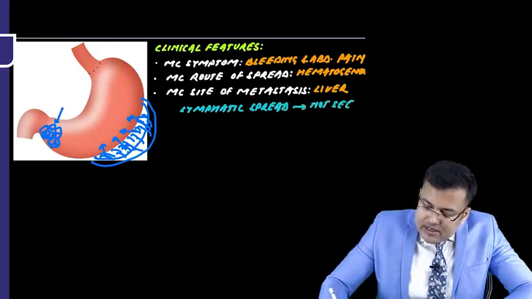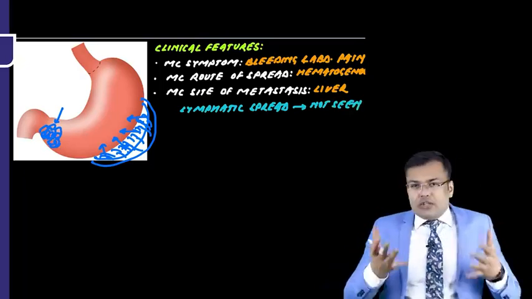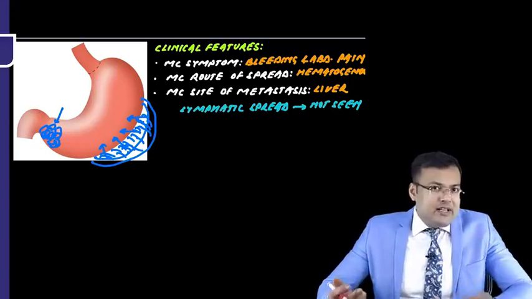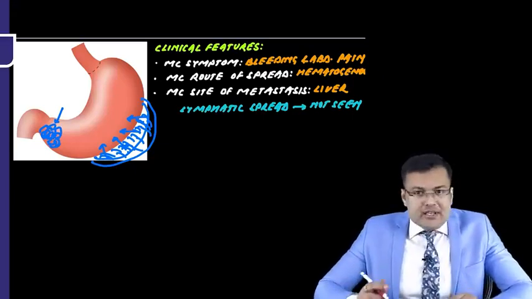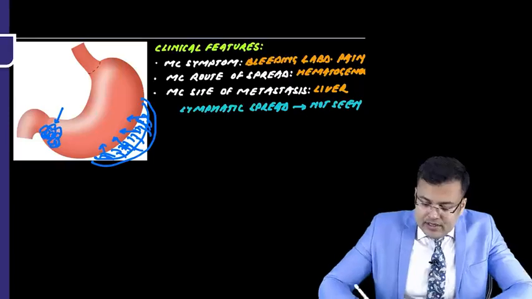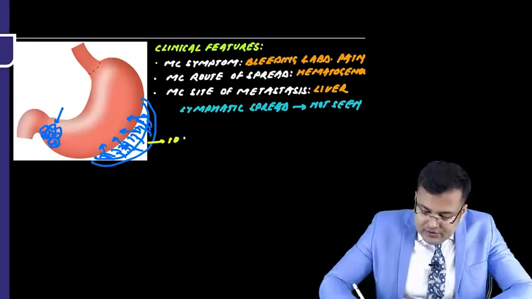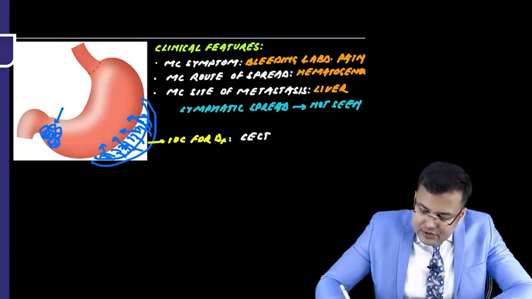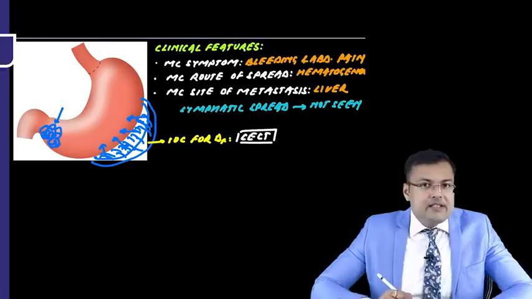Now, how to make the diagnosis? Since the tumor growth is outside the lumen, we are not getting anything by endoscopy. So, what is the investigation of choice for diagnosis? Here, the investigation of choice for diagnosis is CECT. In GIST, the investigation of choice for diagnosis is CECT.